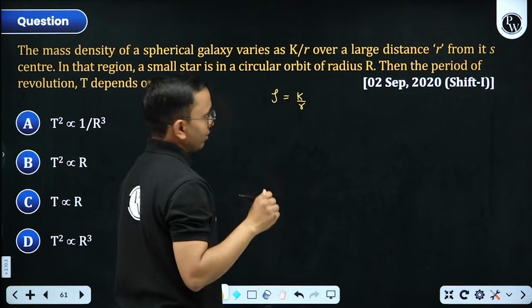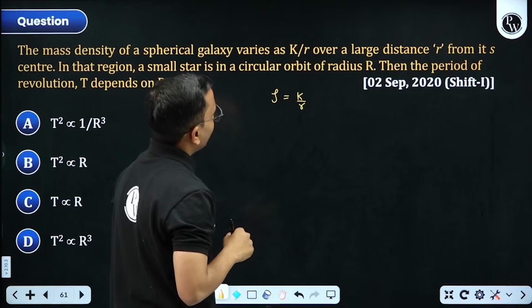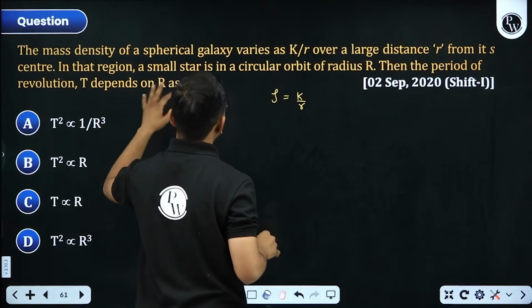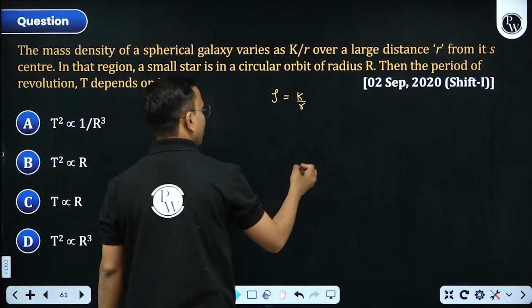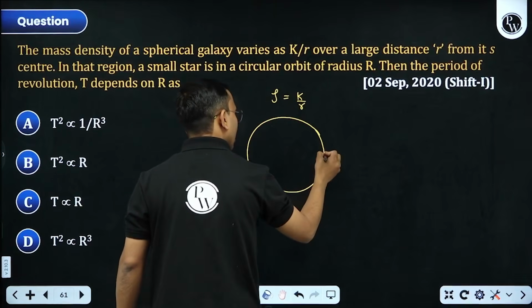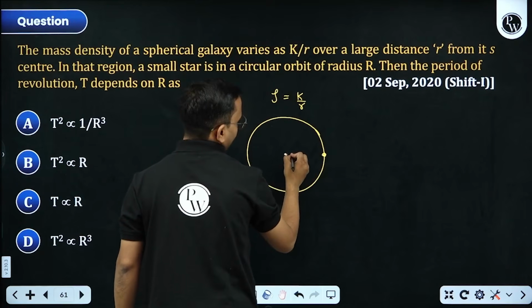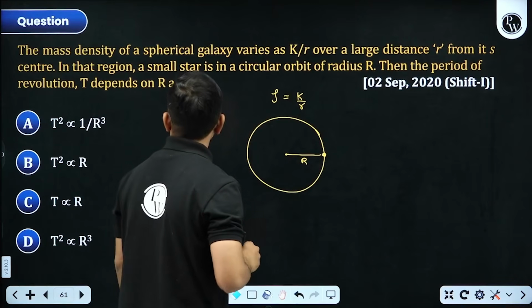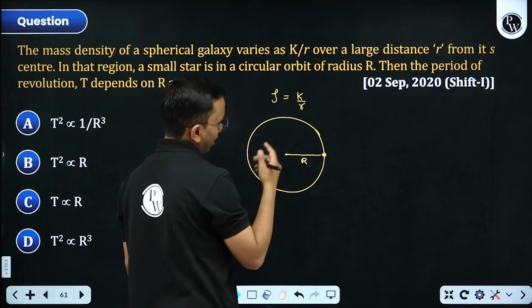This is something different. Okay. Over a large distance r from its center, in the region, a small star is circulating in an orbit of radius r. So a small star is there in an orbit of radius r. Here is my small star. The period of revolution of this small star will depend upon.